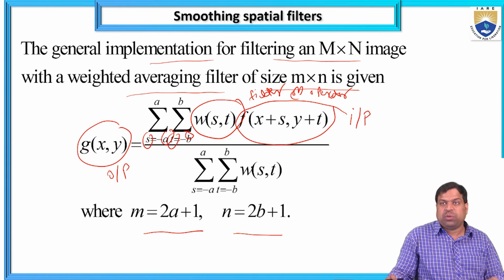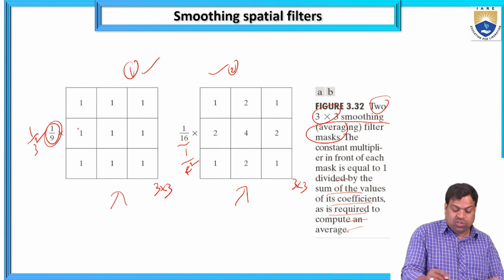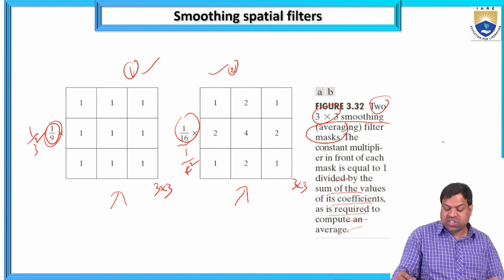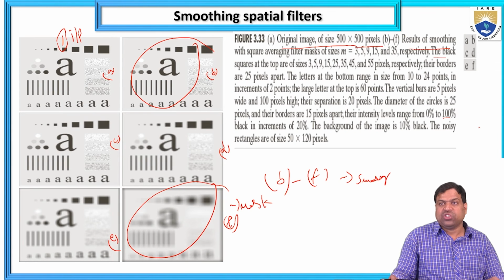So the general implementation of the filter is an m by n image. It is a weighted average filter, and one example is 1 by 9, 1 by 16, meaning 1 by 4 squared, 1 by 3 squared. So 2 into 3 by 3 smoothing averaging filters are applied. Here is another example of an original image, removing the blurrings, giving a noiseless image with the smoothing spatial filter.